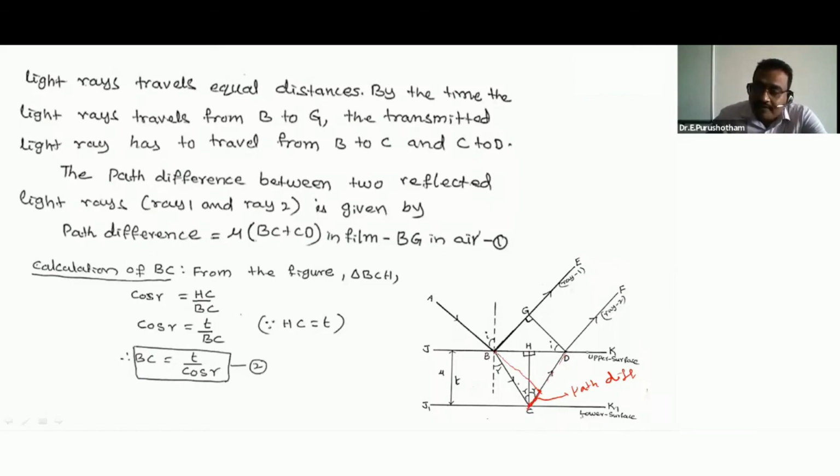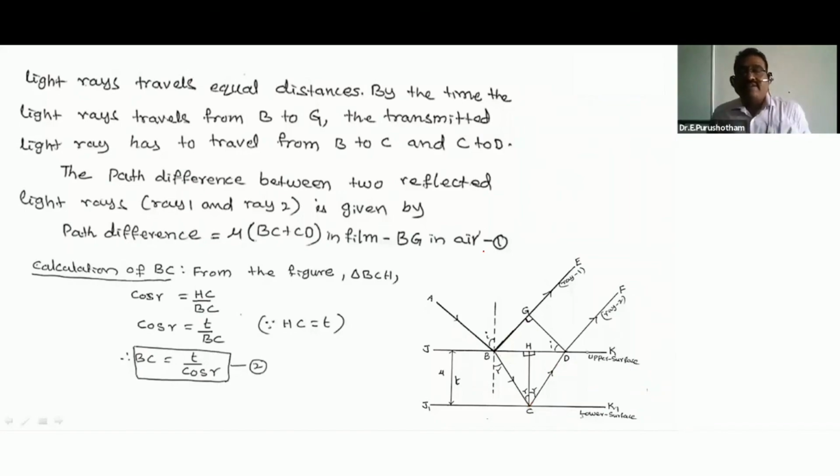From the total BCD, we should remove this value. So minus BG. I am taking from here to here, and removing this BG, from this arrow to this arrow, that is equal to BG. So minus BG in air. Simply remember the path difference.